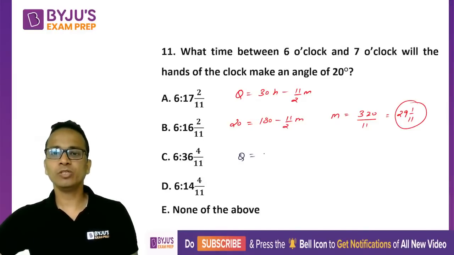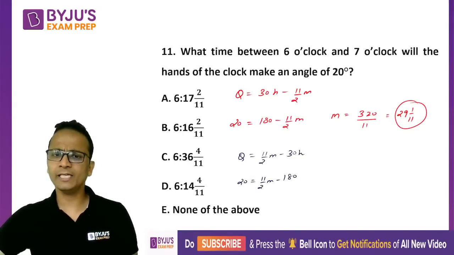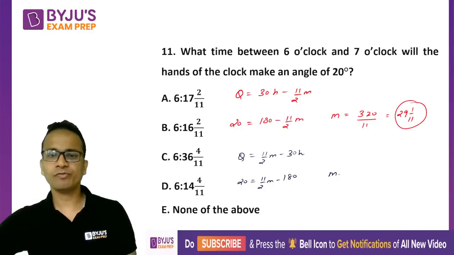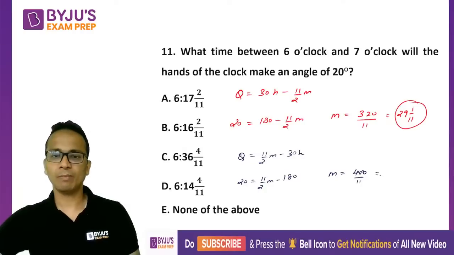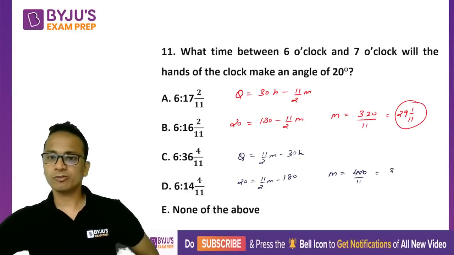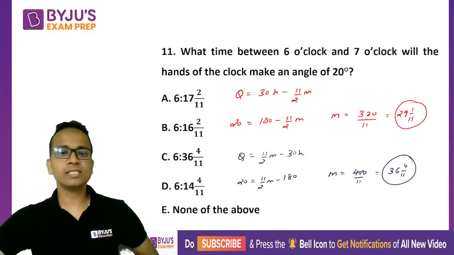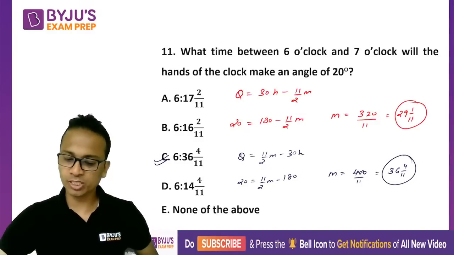Theta is equal to 11 by 2m minus 30h. So 20 is equal to 11 by 2m minus 180. So here the value of m will be 400 upon 11. Upon solving, it is 36 4 by 11, which is option C.